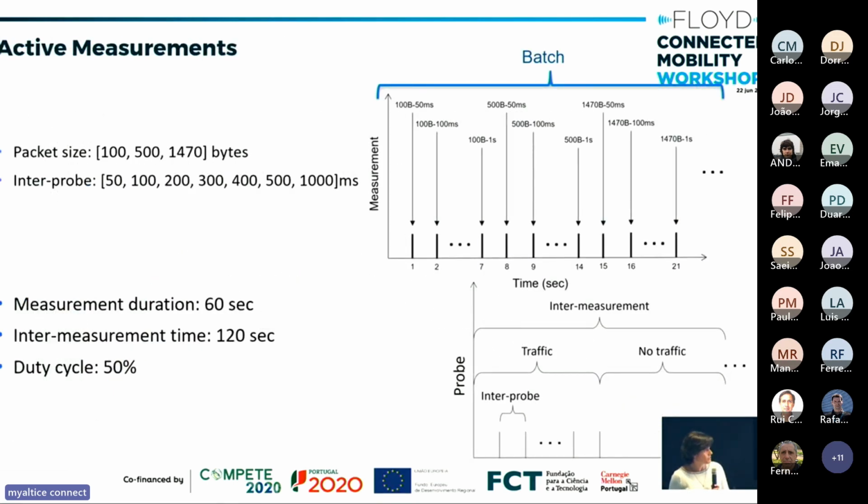We did active measurements with a series of packet sizes and a series of interpacket times. I'm not going to go into those details. We just varied these so that when we observe something, we could disambiguate whether it is caused by the packet size, by the data rate, or by the interpacket time. So we have a series of parameters that allow us not to stop at hypotheses that we cannot reject afterwards. We also took some care not to overload the channel.